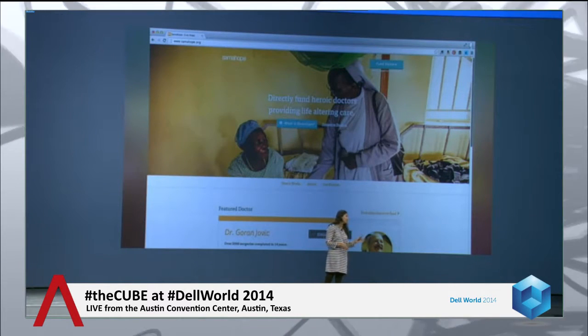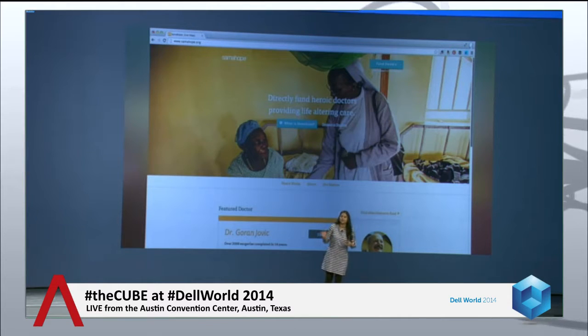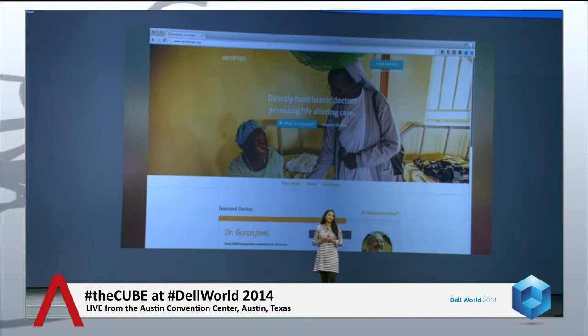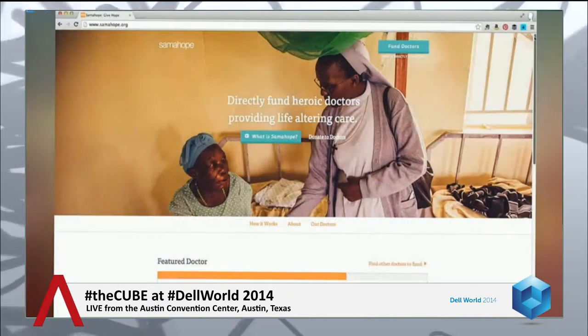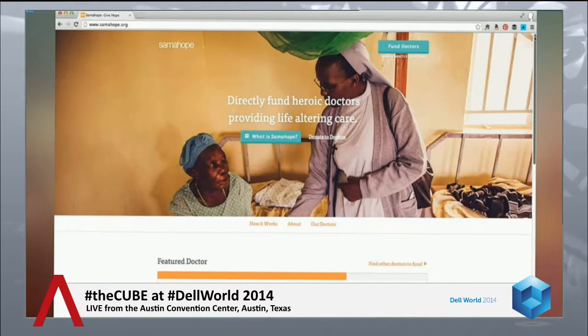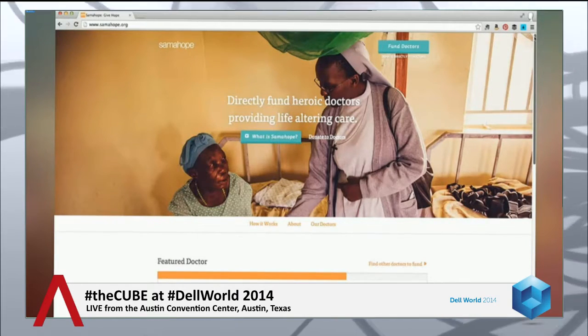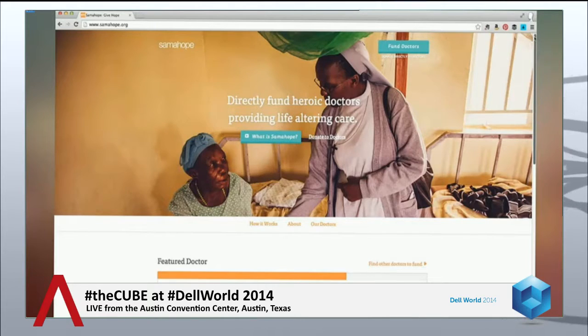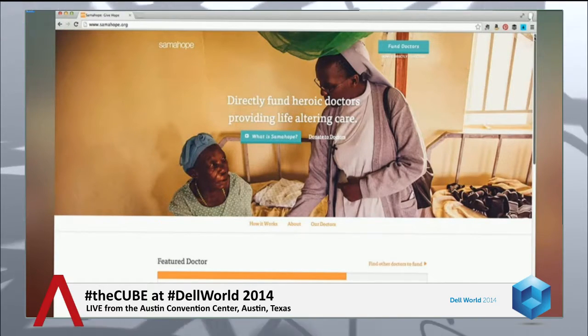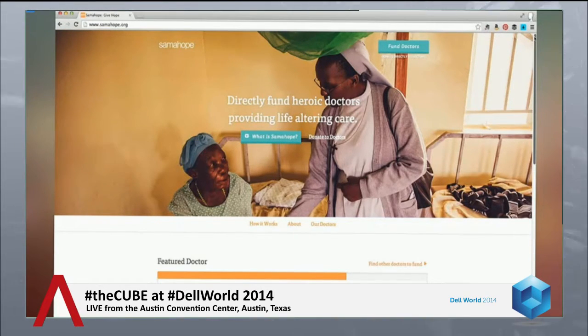So Sama Hope is a crowdfunding platform where anyone anywhere can fund the work of doctors like Dr. Rai. Doctors who are treating patients living in the poorest communities around the world. These doctors, to me, they're entrepreneurs. They see the reality of healthcare delivery in their country, and they refuse to accept it. They see opportunity where others see scarcity. To me, they're inspiring and unsung heroes.